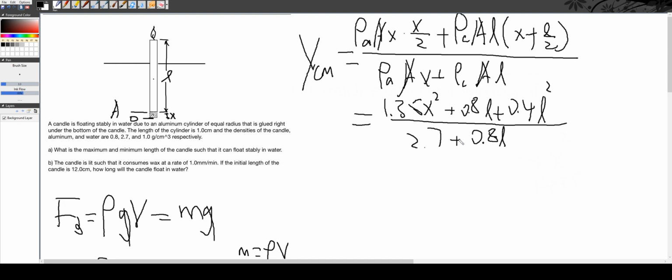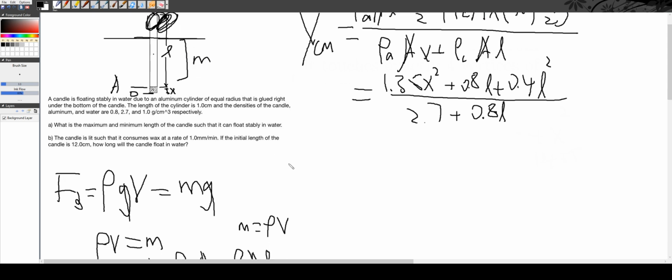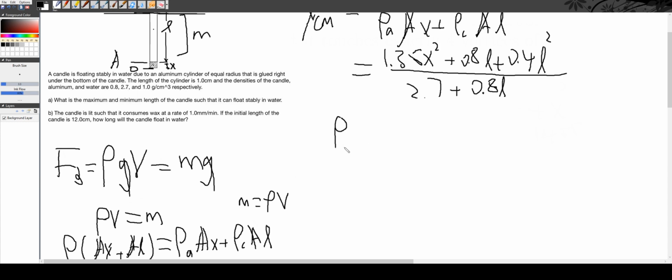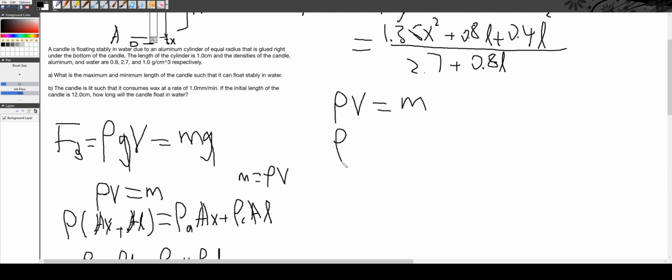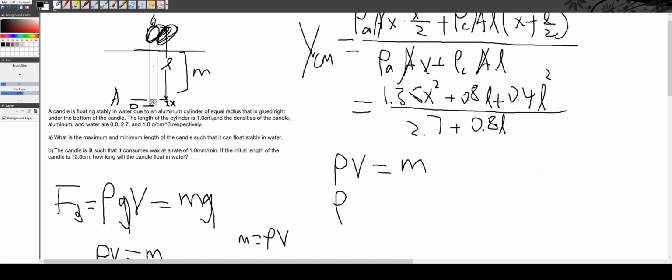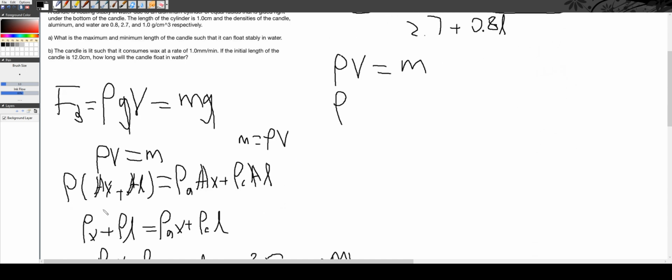Okay, now we want to find where the center of buoyancy acts, right? So only the submerged part counts, so we don't take care of this part. Let the length of the candle submerged under the water be, let's call it m. You want to find the same thing here, right? So rho v, go from this point, equals m. Except here, your volume is going to be m and x, not L and x. We know that A is going to cancel out, so just don't write that in the first place.